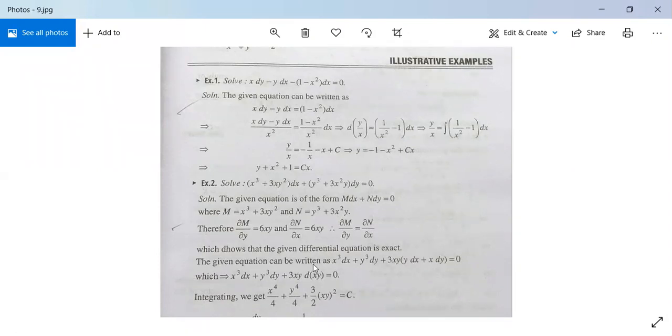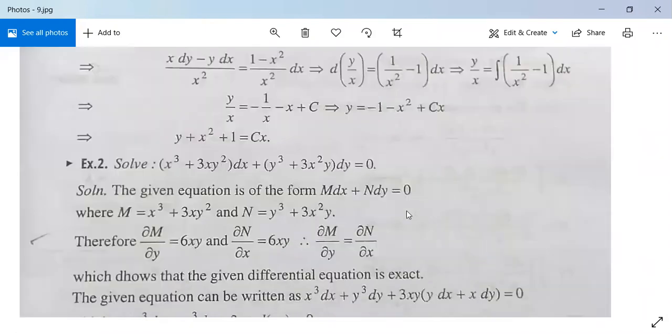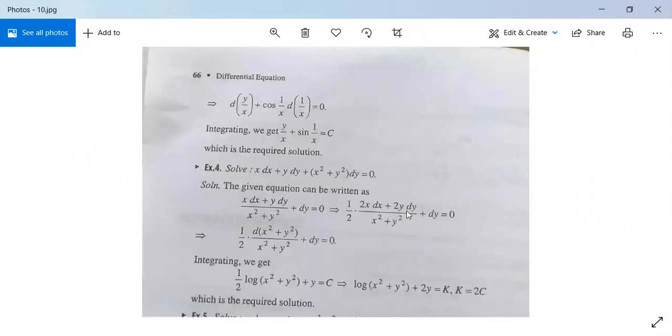Now we can write the given differential equation as x cube dx plus y cube dy, take here x cube, here y cube, plus 3xy (y dx plus x dy) is equal to 0, or x cube dx plus y cube dy plus 3xy d(xy) is equal to 0. Integrating it, we get x to the power 4 by 4 plus y to the power 4 by 4 plus 3 into (xy) whole square by 2 is equal to c. This is our required general solution. So this is also a simple example.